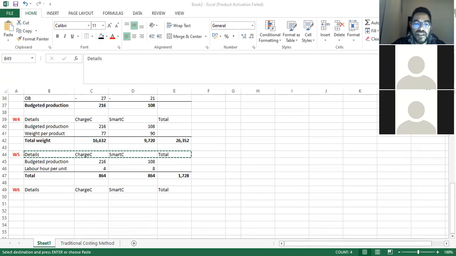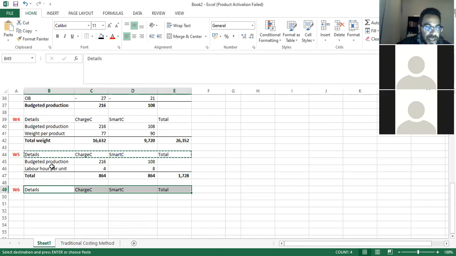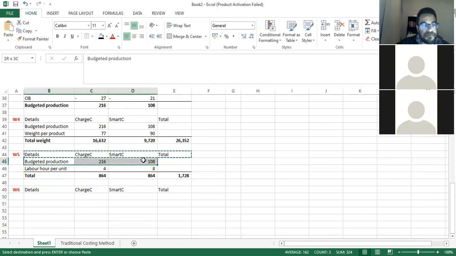Then they say for Smart C, the after-sales service center will call each client 2 times to ensure customer satisfaction. The after-sales service does not contact for Charge C. Okay, so if we have a look, here we can have budgeted production, client interactions. So remember, this is not based on units produced. This is based on units sold.